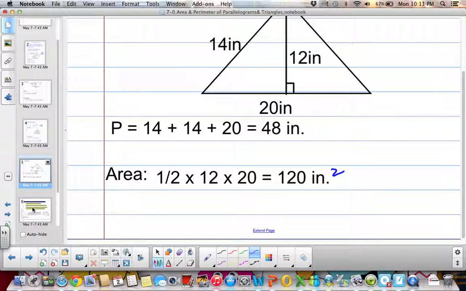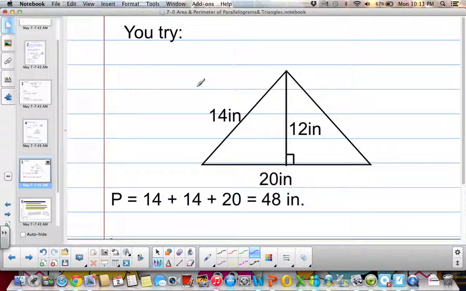Make sure that you go on to Naiku and do the 7-0.1, or look for it being labeled as perimeter and area of parallelograms and triangles.